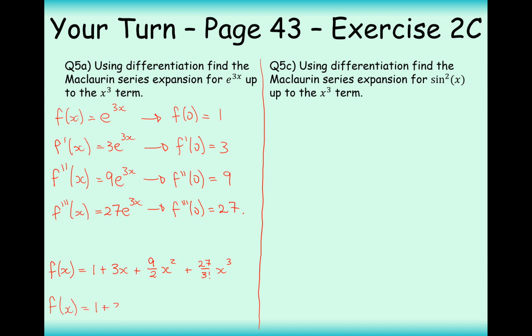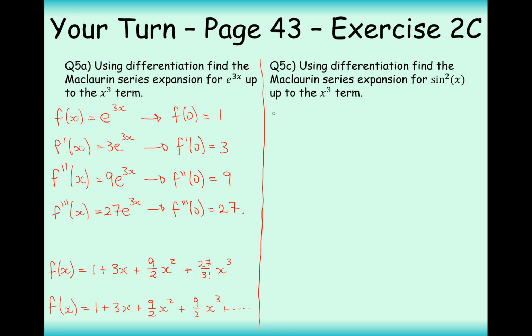Simplify the final term here, it'd be 1 plus 3x plus 9 over 2 x squared plus, we could cancel out a 3 from the top and the bottom, so that would be 9 over 2 x cubed. And there we are. That would carry on and on and on, but we're only asked to write the series expansion up to x cubed.